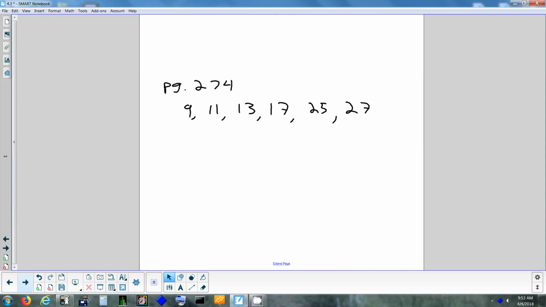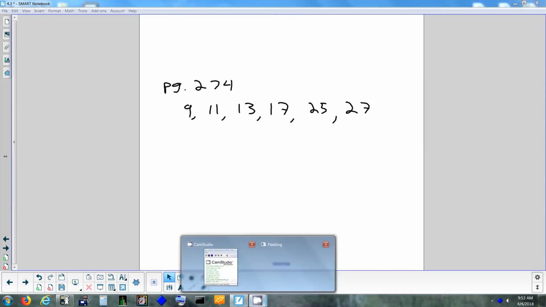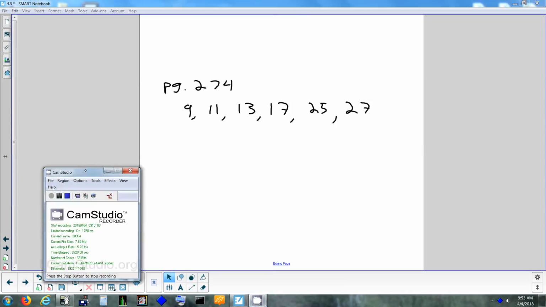Okay, homework, it's on page 274. And it's 9, 11, 13, 17, 25, 27. Also, don't forget my extra help will be after school today. So if you need to get anything done before grades close on Friday, that's the last chance to do it after school with me. And also this week's test is going to go on term 4.